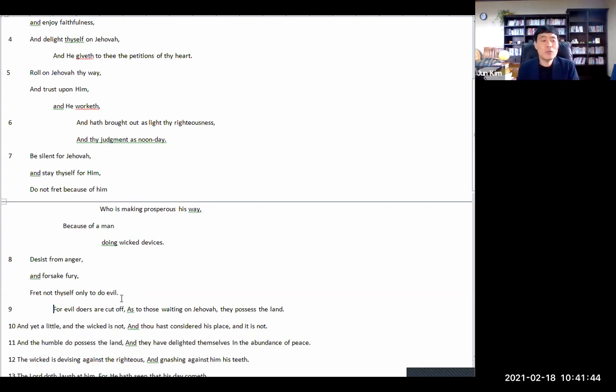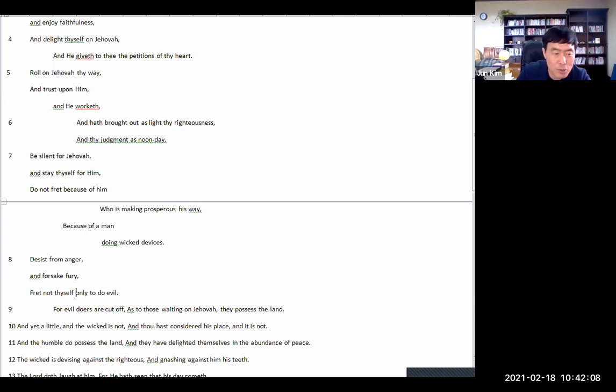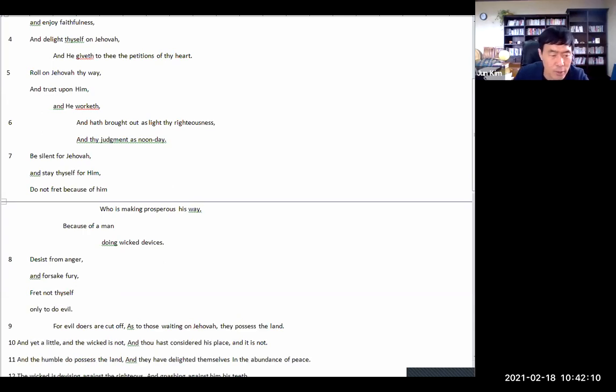Okay, so why do we need to do this? This is "cease from anger and forsake fury, fret not." Why? Because evildoers are cut off. That's the idea. And you would then put what? "Only to do evil" as second and move "for evildoers are cut off" as third? That's a good idea too. It depends on how you do it.